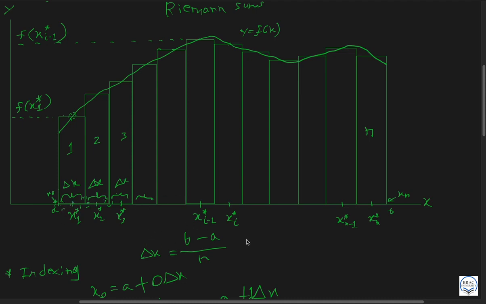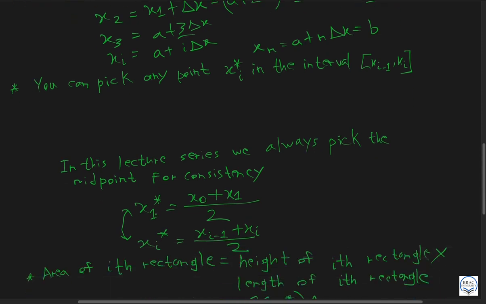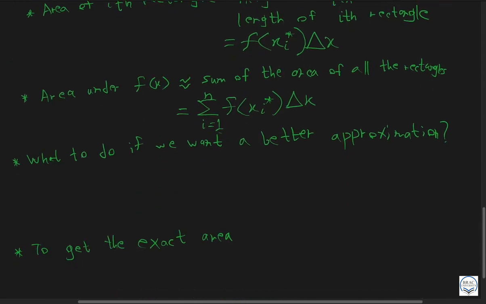And also note that increasing the number of rectangles will decrease the width of each of these rectangles. You can also see this from this formula. Delta of x is b minus a divided by n. Now b minus a is always the same. The endpoints do not change as we increase or decrease the number of rectangles. What does change is n. If we increase n, delta of x must go down.